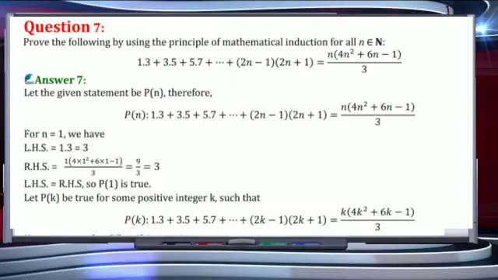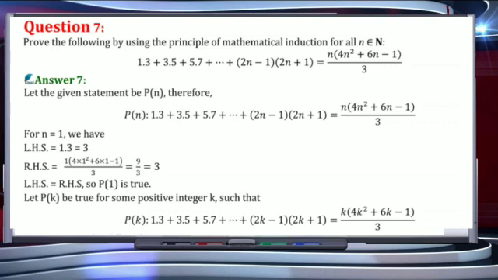Question number 7 of your exercise 4.1 is: prove the following by using the principle of mathematical induction for all n belonging to the natural numbers. Here P(n) is given by 1.3 + 3.5 + 5.7 and so on up to (2n − 1)(2n + 1), which is equivalent to n(4n² + 6n − 1)/3.